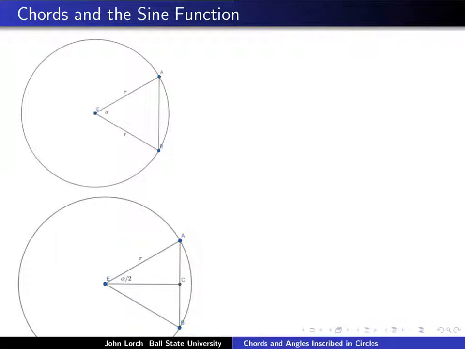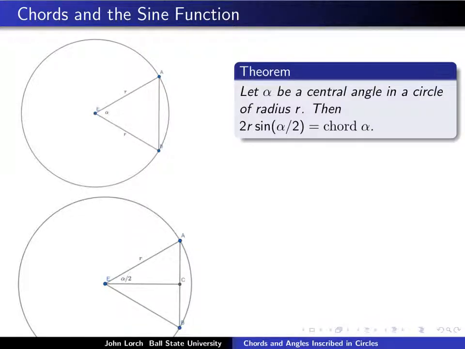One thing that we would like to be able to do is pin down how the measure of that chord, that is the chord of alpha, is related to our modern day trig functions. And here's the relationship. If we let alpha be a central angle in a circle of radius r, then 2r times the sine of alpha over 2 is equal to the chord of alpha. I think it's worthwhile for us to see why that is true.